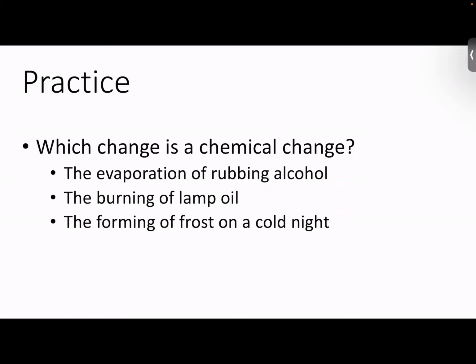The evaporation of rubbing alcohol, though, would be a physical change, because it's still rubbing alcohol. It's just in a different phase. It's no longer in the liquid phase, it's in the gas phase. The forming of frost on a cold night is, again, an example of a physical change, because all you've done is taken the water that's in the atmosphere and you have condensed it to form a solid. But it's still water.